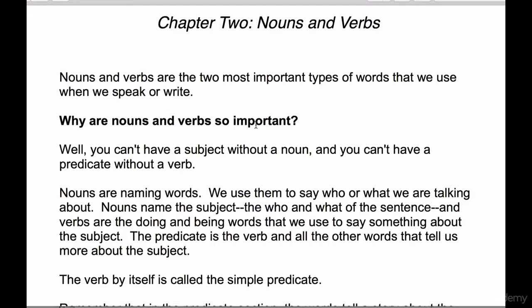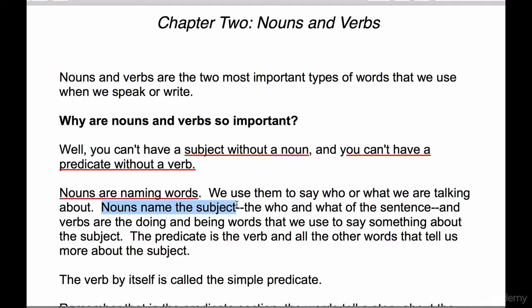Why are nouns and verbs so important? Well, here's why. You can't have a subject without a noun, and you can't have a predicate without what we call a verb. Why? Because nouns are naming words. We use them to name, to say who or what we are talking about. Nouns name the subject. You see what I mean? That's why we call them naming words.